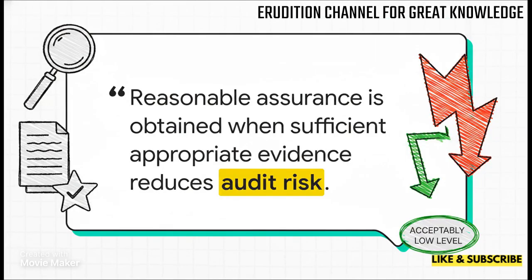And regardless of whether they are an internal or statutory auditor, Standard SA 200 makes one critical clarification. An auditor never, ever gives an absolute guarantee that statements are free from misstatement. Instead, they provide what's called reasonable assurance. Reasonable assurance is achieved when the auditor has gathered sufficient and appropriate audit evidence to drag that total audit risk we talked about earlier down to an acceptably low level. Sufficiency refers to the quantity of the evidence, and appropriateness refers to the quality.